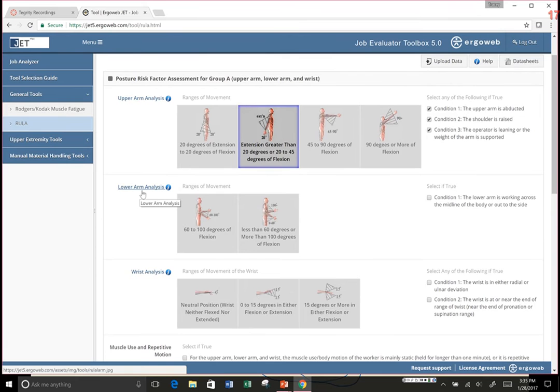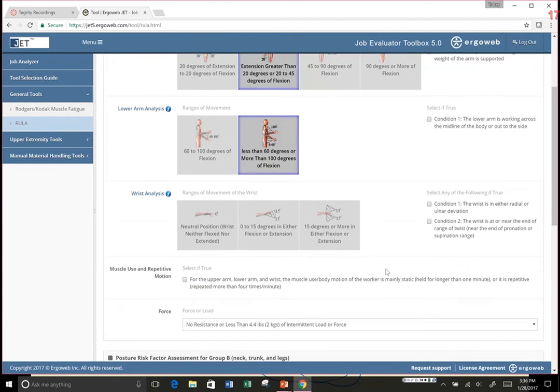Moving into the lower arm analysis, we are looking for, is your elbow nearly 90 degrees? And we see that no, his arm is almost straight. It's about a 30-degree flexion, so it's down in this area right here. So we're going to pick that. We're looking to select condition 1. Is that true? Is the lower arm working across the midline of the body or out to the side? No, it's pretty much in front of him, and so we don't select that.